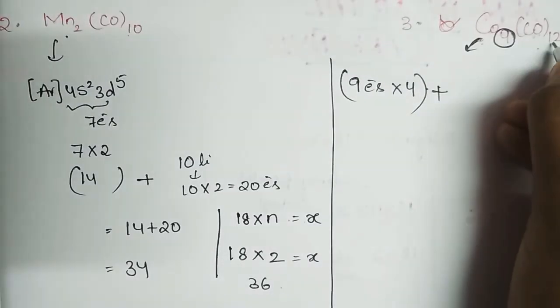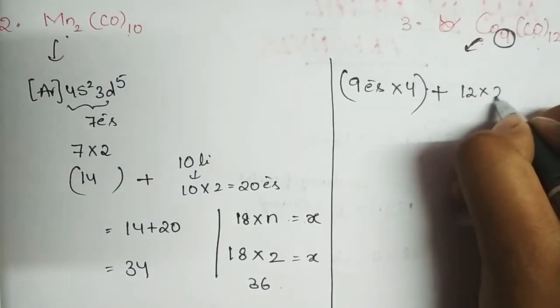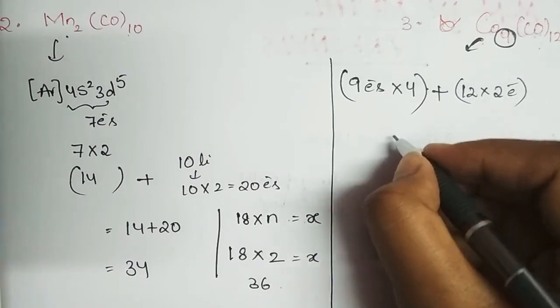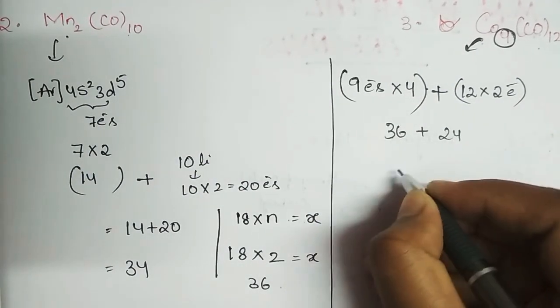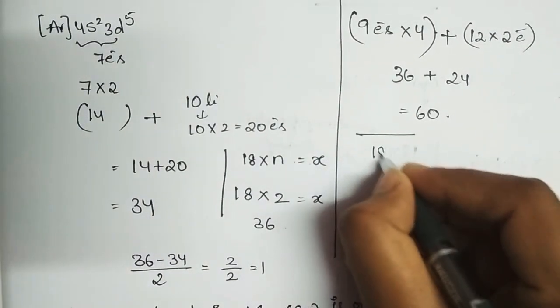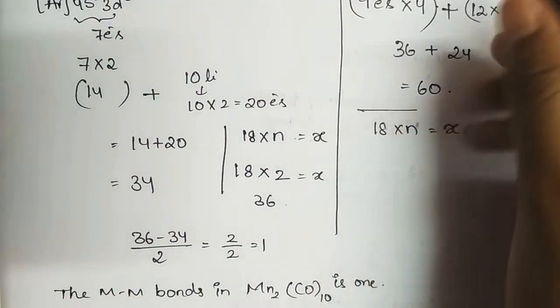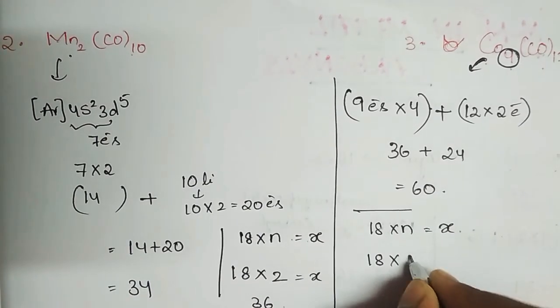Plus how many ligands are there? 12. How many electrons? Each ligand gives 2 electrons. So 12 into 2, 24, right? So 9 fours are 36 plus 12 twos are 24. We got 60. Okay, what formula do we have here? 18 into n should be some x. What is the covalency here? 4. Okay, 18 into 4 is equal to x.